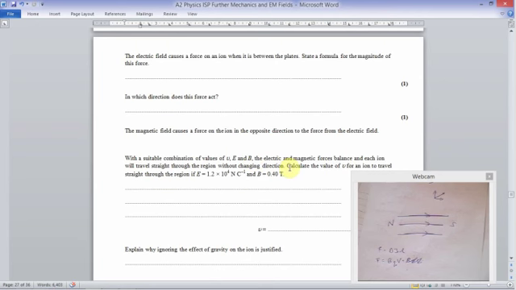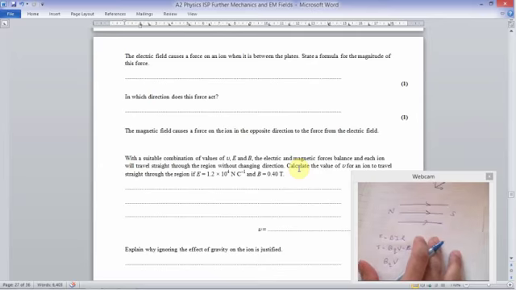The electric and magnetic forces balance each other for each ion. So that's the magnetic force. We know it's a magnetic force because it's got capital B in there. The electric force we just said was E times Q. So those two balance each other, so it will go in a straight line through there. Calculate the value of v for the ion to travel straight through. They've given you E and B there. All the other information's above.